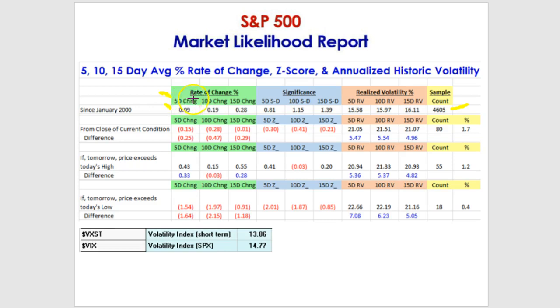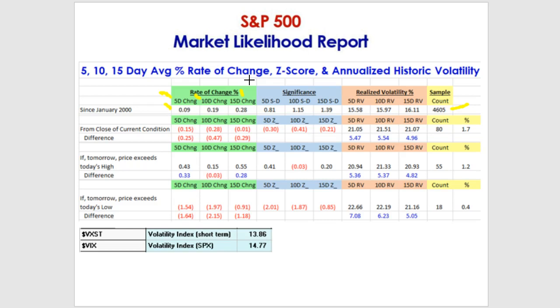The 2-week rate of change, 10 bars, is 0.19, almost 0.2%. The 3-week rate of change is at 0.28, just over 0.25% to the upside over the course of 3 weeks, and that's on average.